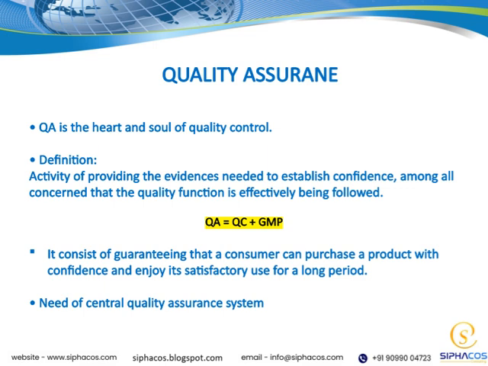In essence, QA is about providing the evidence needed to establish confidence. It's about demonstrating that the quality function is being effectively followed by all concerned. This means not just checking results, but also making sure that the entire process, from raw material sourcing to manufacturing and packaging, is reliable and compliant.